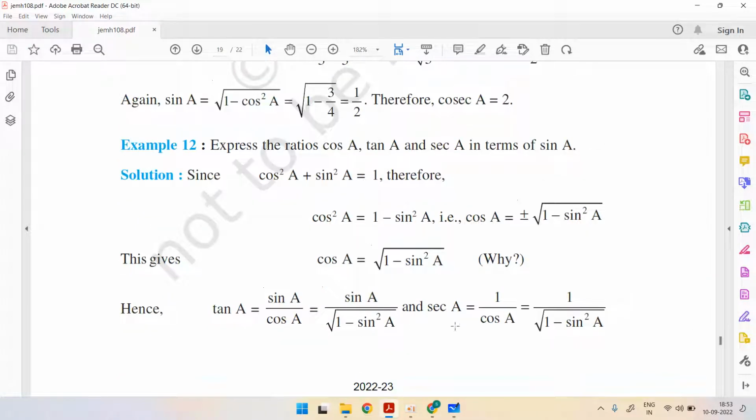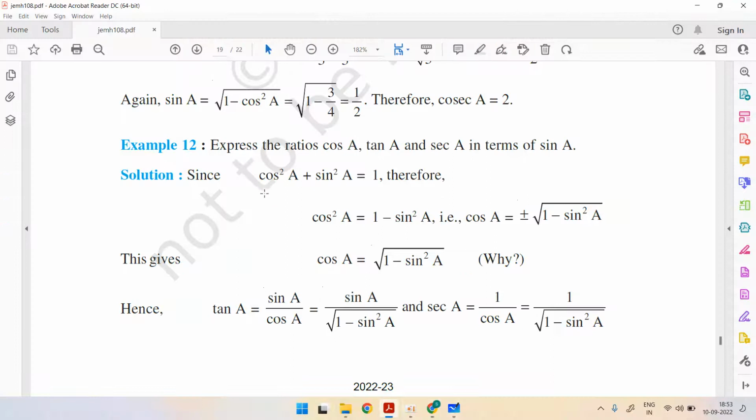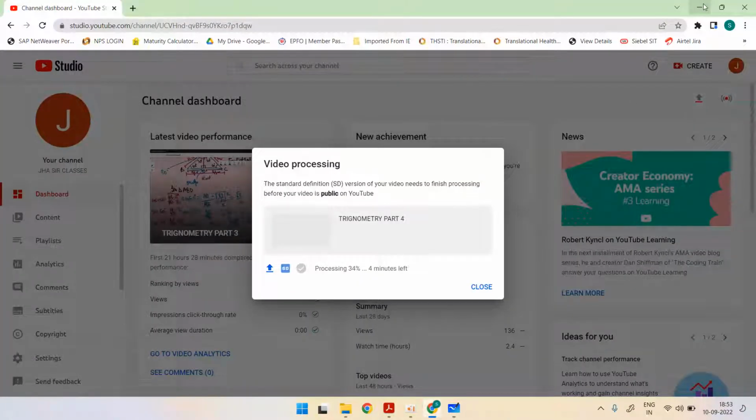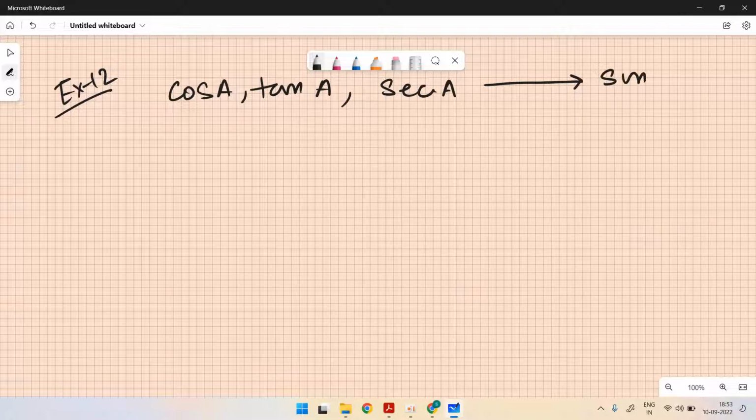Directly moving to example number 12. This says: express the ratios cos A, tan A, and secant A in terms of sine A. Cos, tan, and secant. This cos A, tan A, and secant A is to be expressed in terms of sine A.